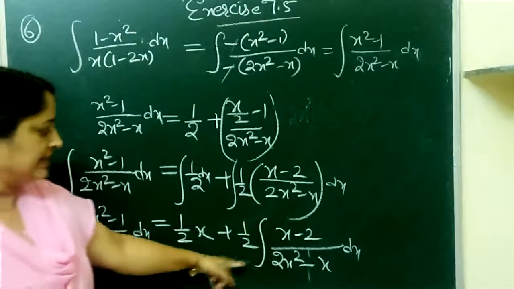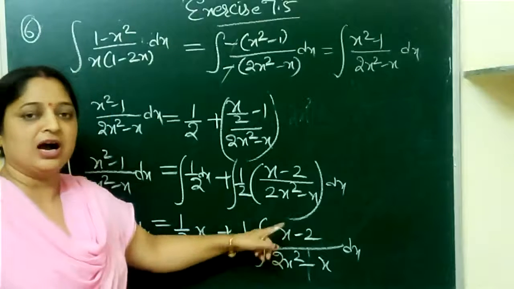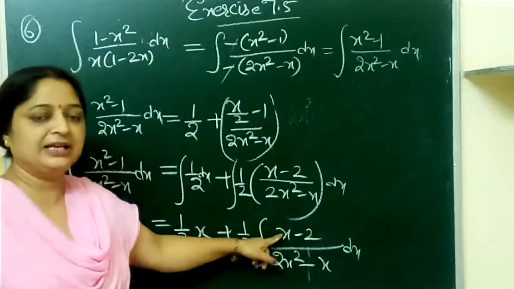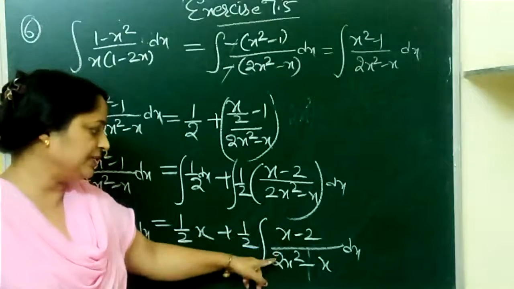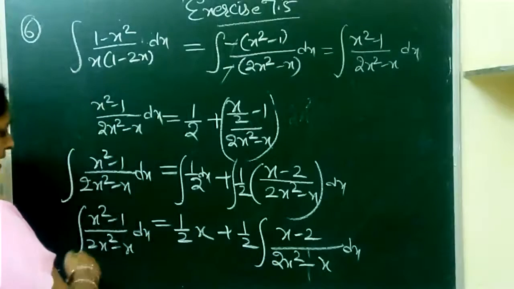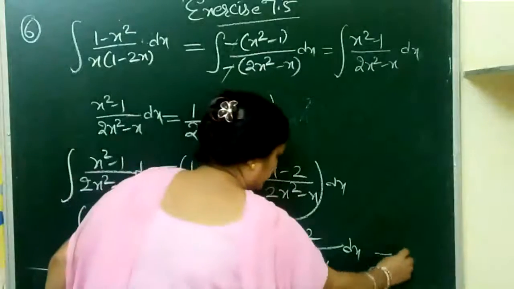Now our target is to solve this equation. How can we solve this equation? By partial fraction. So we will use partial fraction here. After finding the partial fractions we will put the value here.